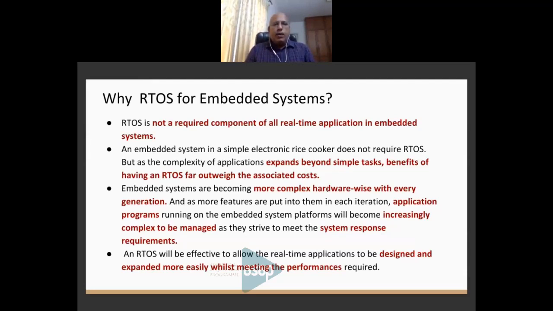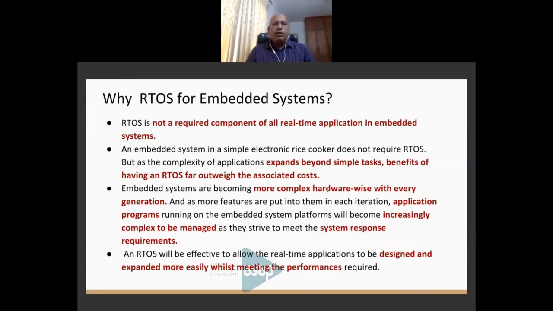So that's with respect to the embedded system. I won't spend much time here. Basically, I just wanted to say that an RTOS is a layer of software which abstracts a lot of things from the programmer who is writing the application. His job becomes very simple.